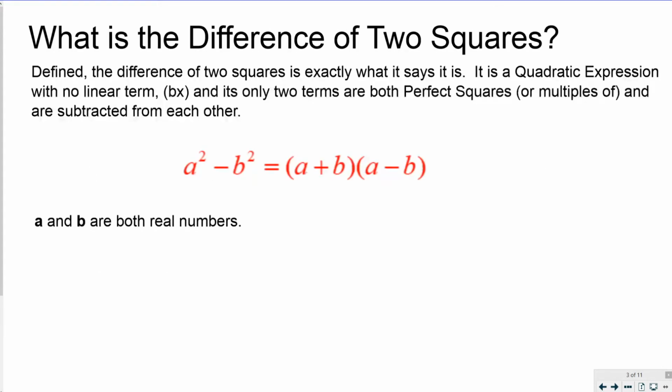So, what is the difference of two squares? Defined, the difference of two squares is exactly what it says it is. It is a quadratic expression with no linear term, so no bx in the middle, and it's only two terms, both perfect squares or multiples of them, and are subtracted from each other. So a squared minus b squared is equal to a plus b times a minus b. A and b are both real numbers.